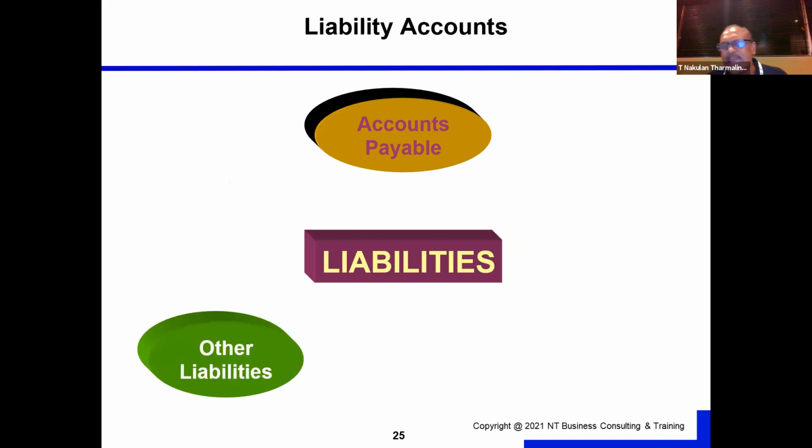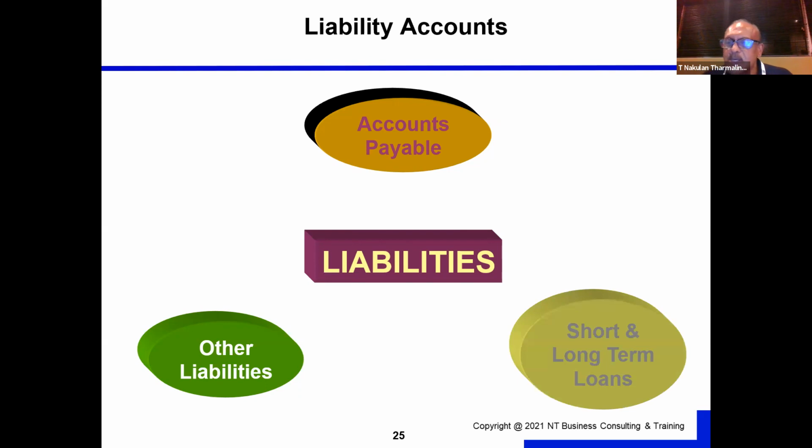And then you have many other kinds of liabilities. You have tax liabilities to the revenue department. You could be having salaries payable to your staff or bonus payable to your staff, various things, some amount of money payable to courts or whatever.